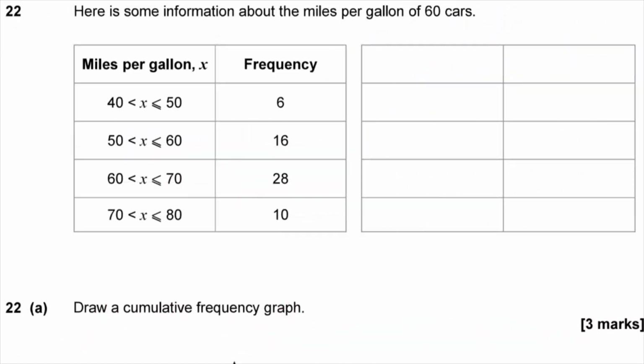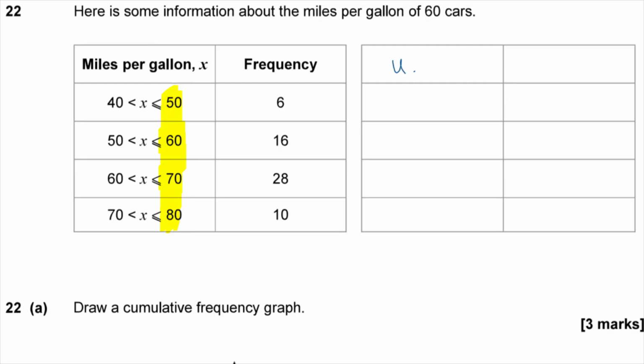Question 22. Here is some information about the miles per gallon of 60 cars. We've been given the miles per gallon and the frequency in a grouped frequency table, and we've been asked to draw a cumulative frequency graph. When we draw a cumulative frequency graph, we are plotting upper class boundary against cumulative frequency. So let's use this table to work that out.